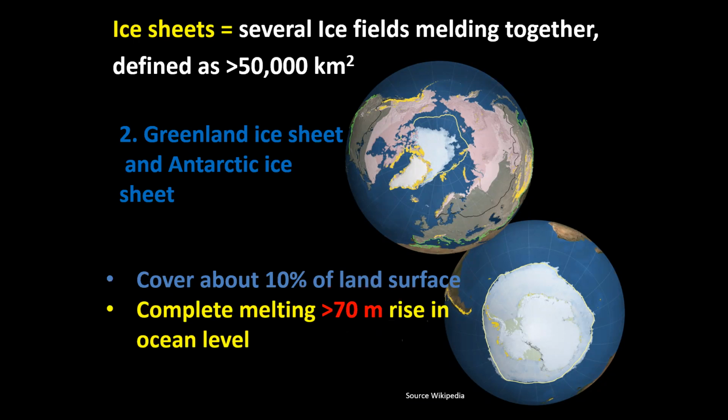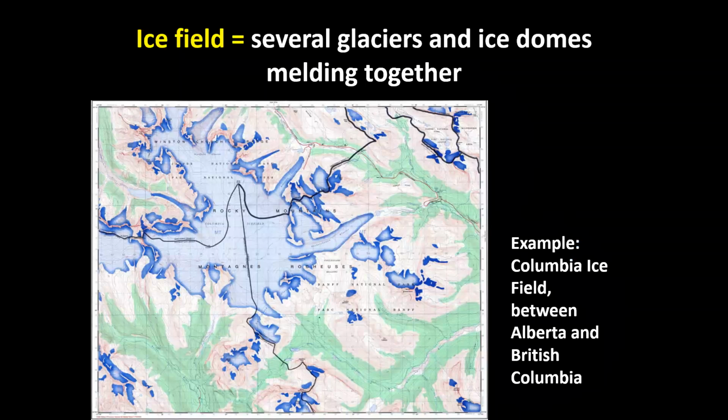And it's estimated that if all of the ice sheets melted, the ocean would rise at least 70 meters. And that would inundate most coastal cities and a lot of countries. So an ice field is several glaciers and ice domes that meld together. And this is an example of the Columbia ice field between the province of Alberta and the province of British Columbia. We'll come back to this a little later.